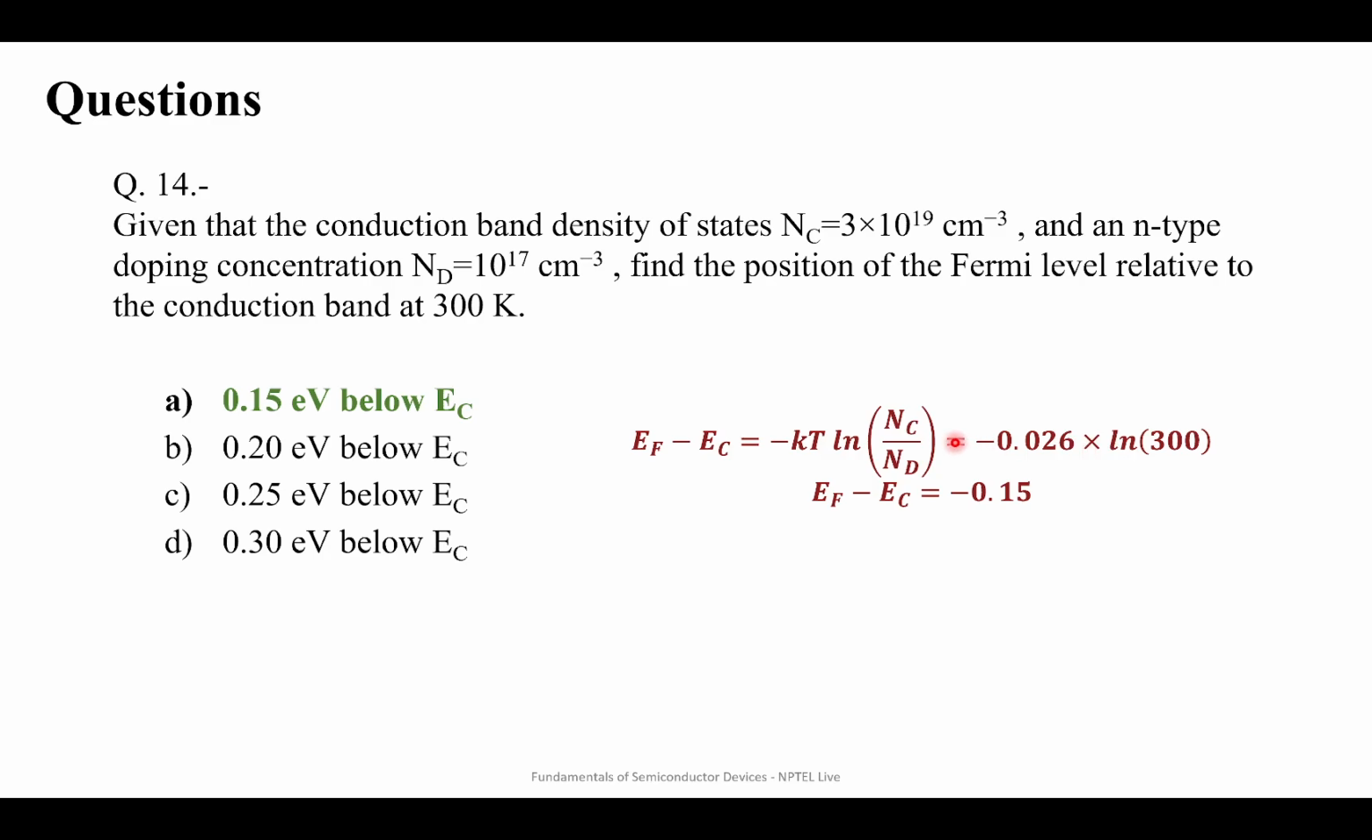For 300 Kelvin, KT is given as 26 milli electron volts, and Nc by Nd would be 3 into 10 to the power 19 divided by 10 to the power 17, which is 300. When you solve this, you will get 0.15, and since it's minus, it will be below EC.